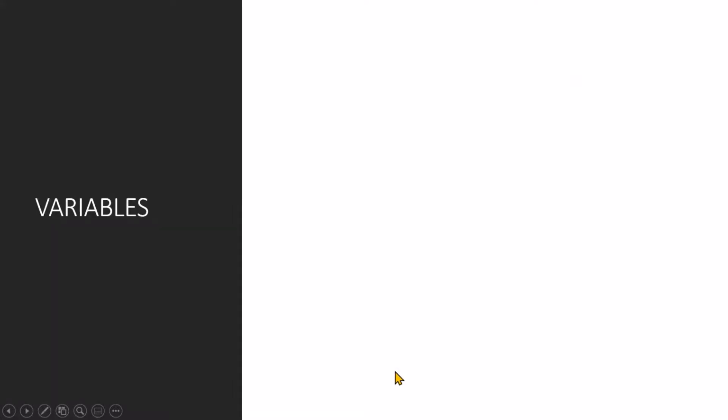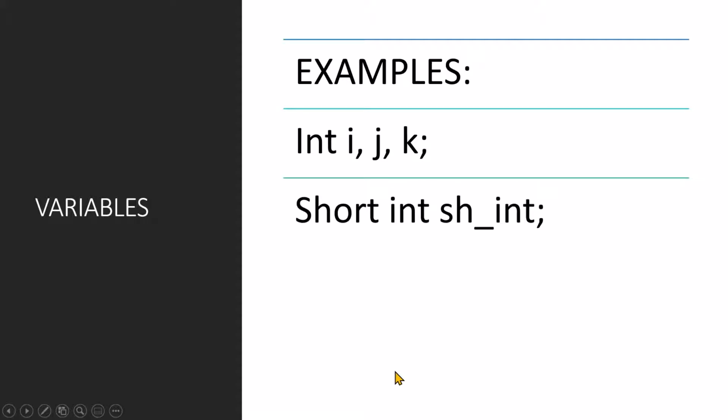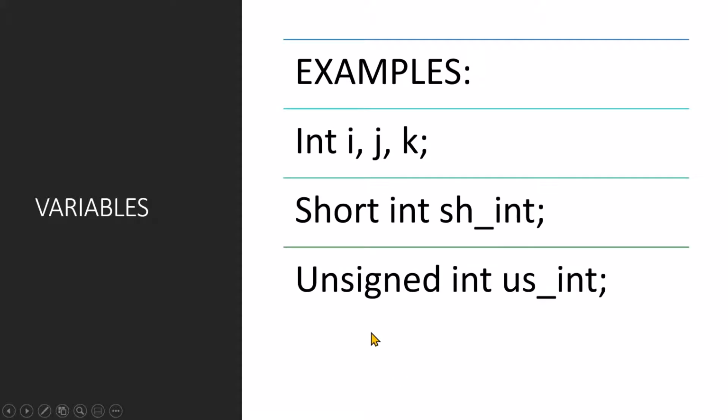Coming now to variables again. Remember, we discussed a little about variables last time. We're going to look at how to initialize variables, but before that, declare them using the data types. So we have here int. We saw this last time. We could also have short int, unsigned int. So here we are using the modifier as well along with the data type.